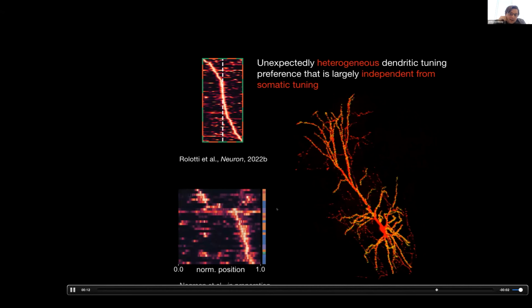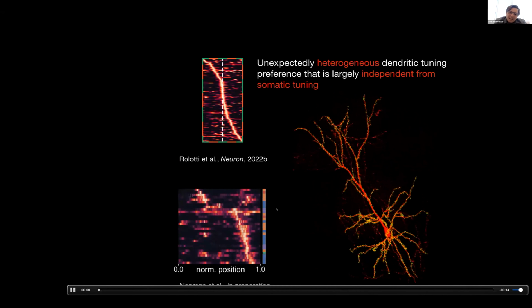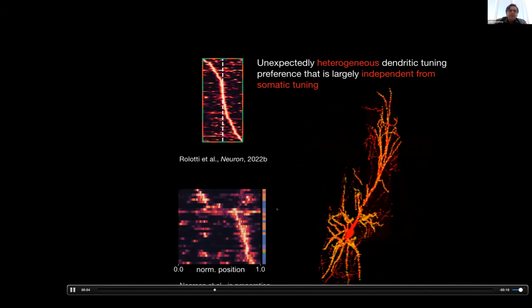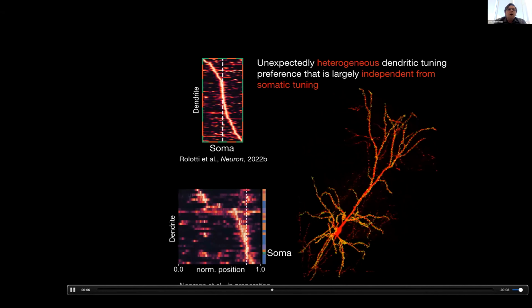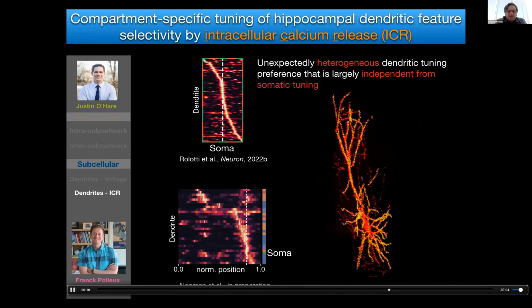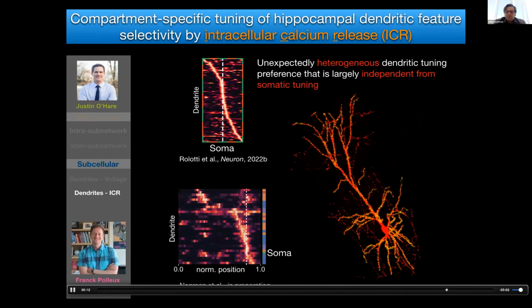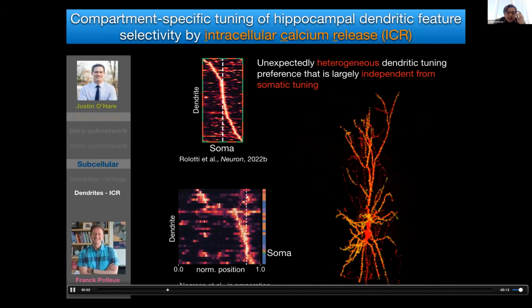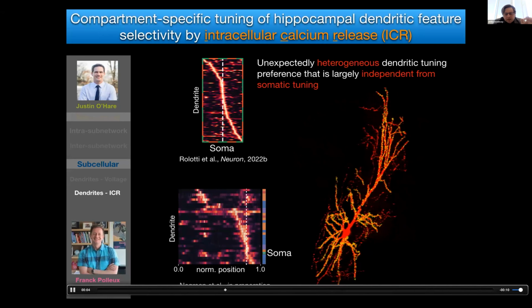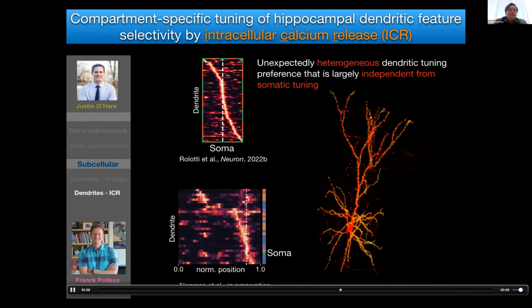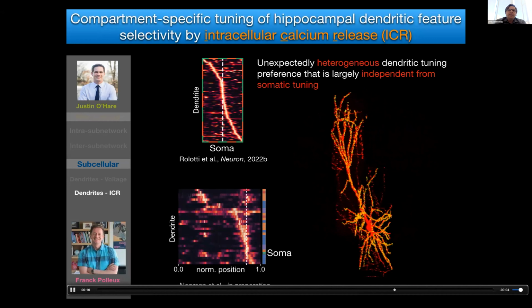So in the last 5 slides or so, I'd just like to briefly walk you through a recent study that we finished in collaboration with my fantastic colleague at Columbia, Franck Polleux, spearheaded by great postdoc Justin O'Hare, in which we identified at least one mechanism, intracellular calcium release, that regulates compartment-specific tuning in dendrites.